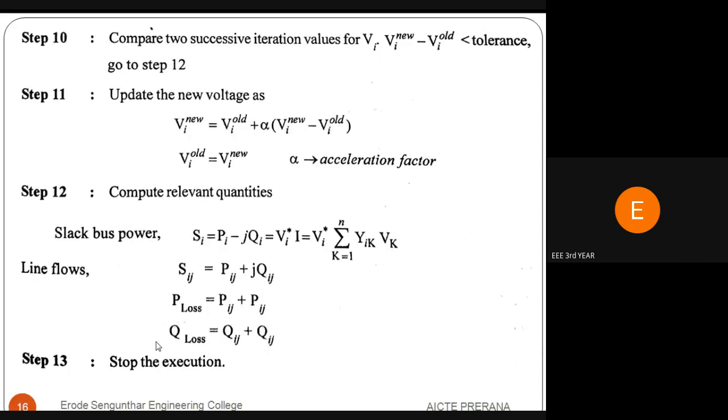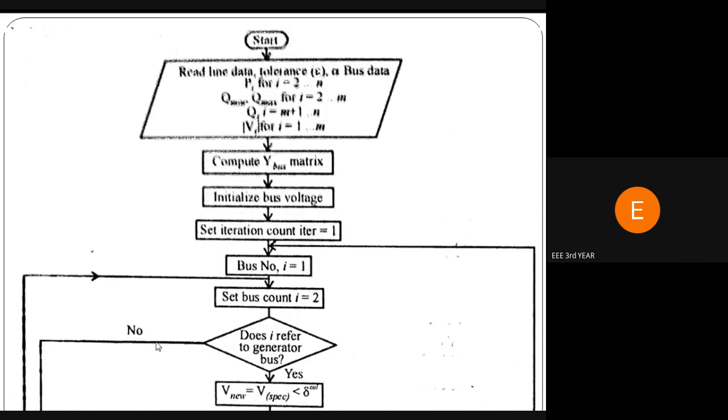So the same algorithm is fixed in a flow chart. In the flow chart, we start with the start button. The first step is to read the line data, tolerance, alpha, bus, where Pi for i equal to 2 to n, Q minimum and maximum for i equal to 2 to m, Qi for i equal to m plus 1 up to n, and the determinant of Pi for i equal to 1 up to n. This is all given data.